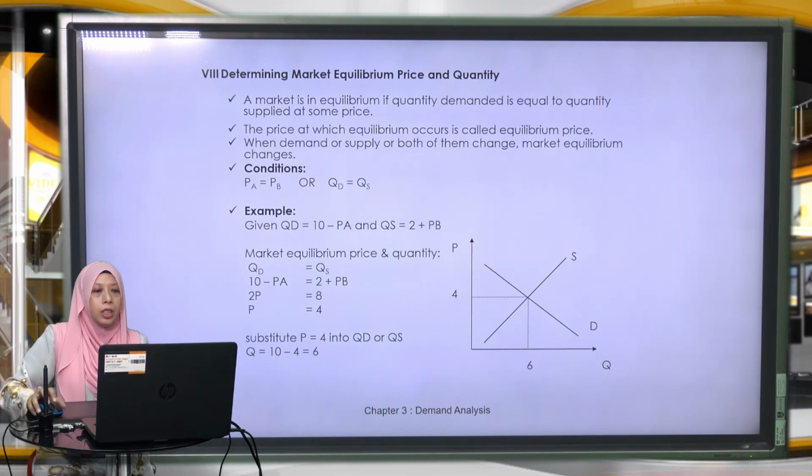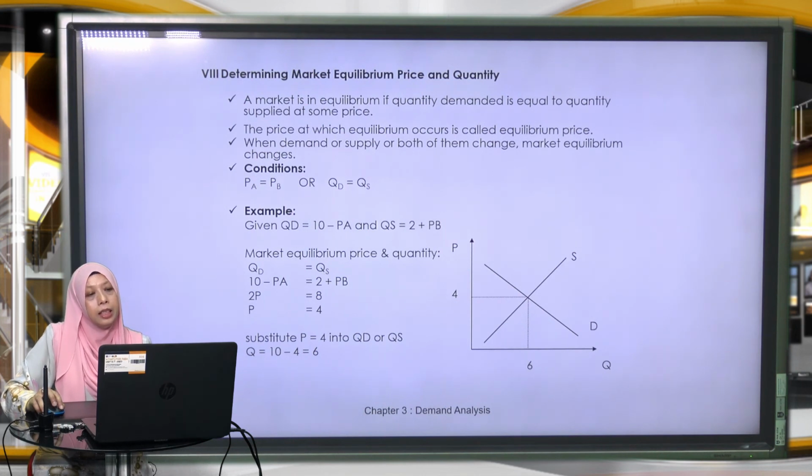But whenever there is a change in demand or supply, or both demand and supply, definitely your market equilibrium point will also change. So the condition for market equilibrium is that the price should equalize, or quantity demanded should equal quantity supplied. Now let us look at another example.